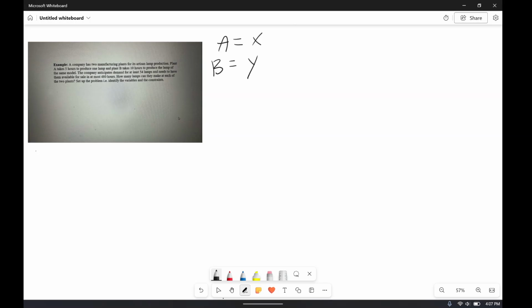So the company anticipates demand for at least 54 lamps and needs to have them available for sale in at most 480 hours. A little side note: at most, at least. Those are probably the keywords right there. And we see that it takes 5 hours to produce one lamp for A, and B takes 10 hours to produce one lamp.